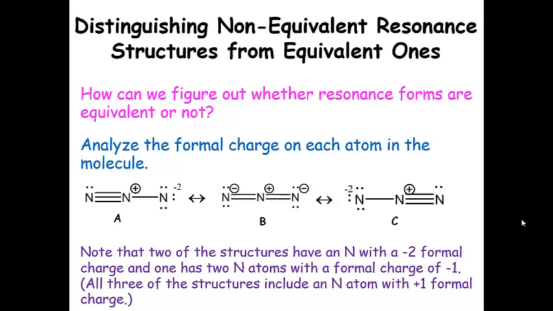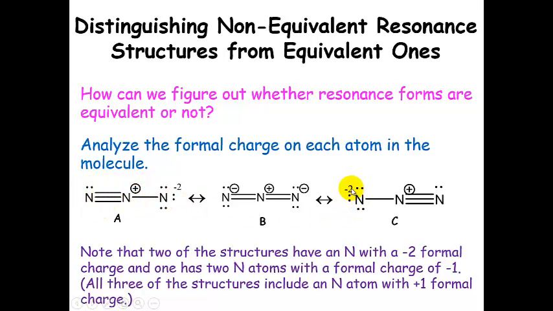Okay, so how can we figure that out? What we want to do is analyze the formal charge on each atom in the molecule and the bonding. Notice, this structure has a nitrogen with -2 and a nitrogen with +1. Okay? It also has a triple-bonded nitrogen and a lone pair.